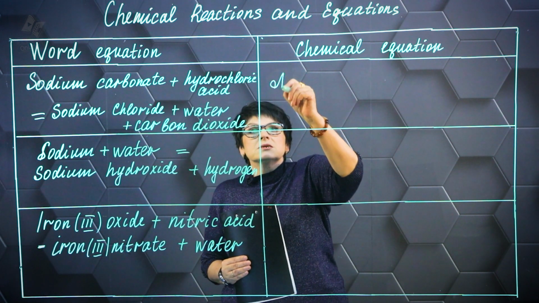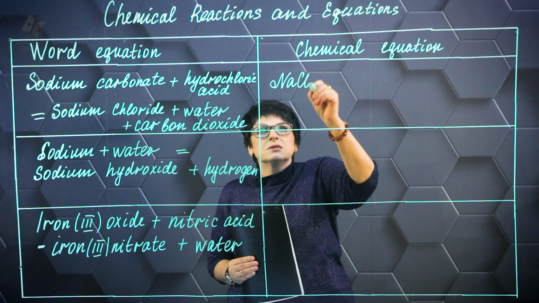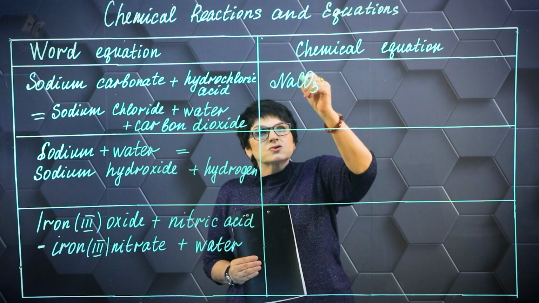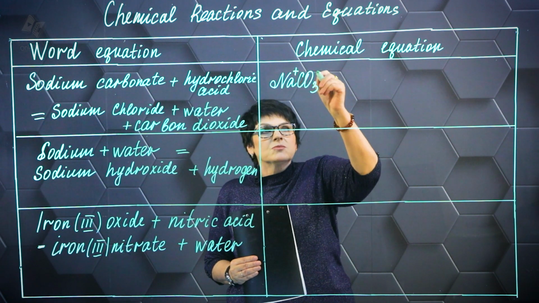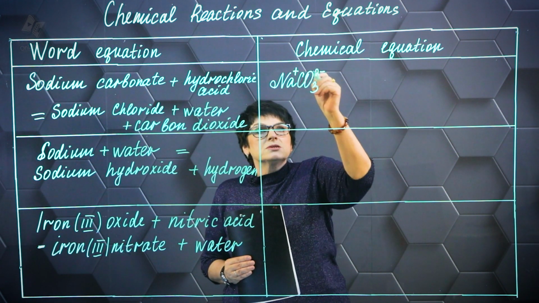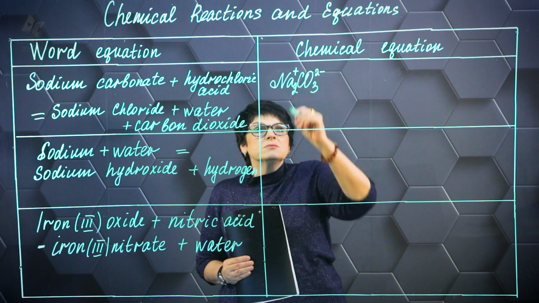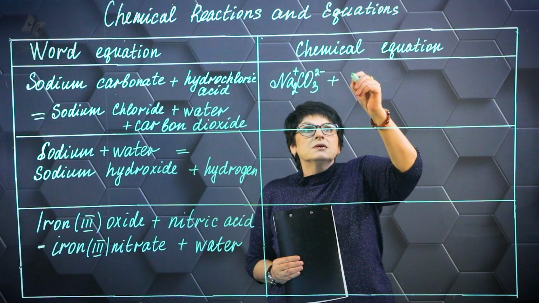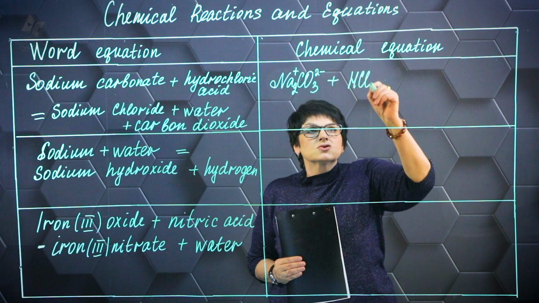Sodium carbonate is a salt, which consists of sodium and the acidic residue CO3. But we have to check the formula. So we will establish the charges. Sodium plus, CO3 2 minus. Consequently, the formula for sodium carbonate is Na2CO3. Hydrochloric acid is the abbreviation for HCl acid.